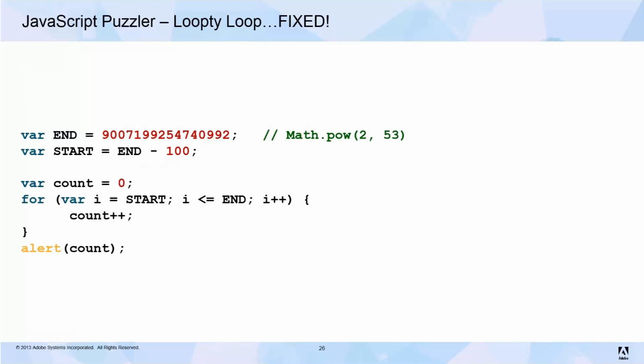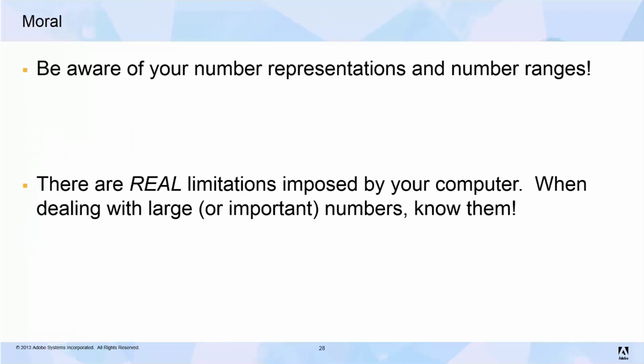So how do we fix it? Well, don't use 2 to 53. I mean, it's obviously a convoluted example just to illustrate the puzzler, but the real moral is be aware of your number representations and ranges because they impose real limitations on your programs. So especially when you're working with important numbers like money, you would want to make sure that you don't lose precision there.